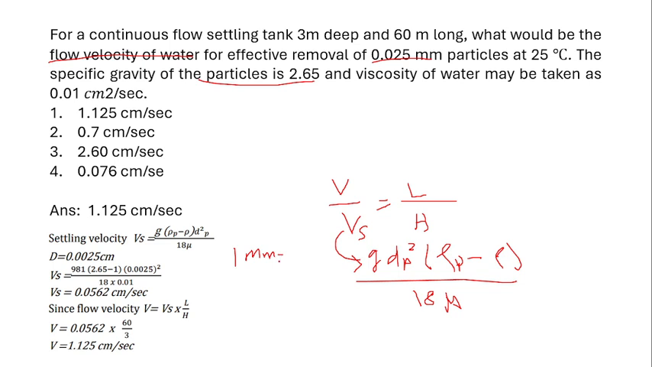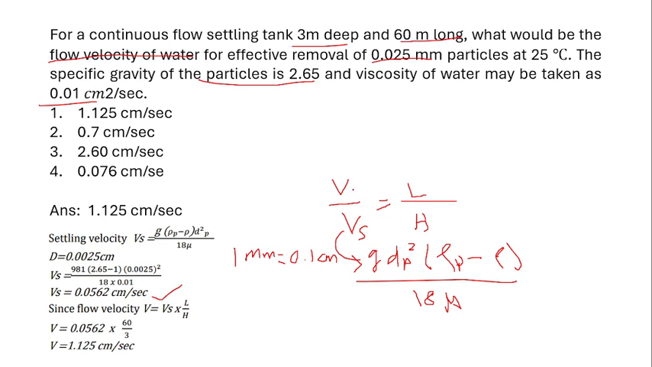We know 1 mm is equal to 0.1 centimeter, so I have to multiply it. And now we have substituted all the known values: g is 981, rho P is 2.65, rho is 1, and dP is 0.0025 centimeter, and mu is given as 0.01 centimeter square per second. Substituting all the values, we arrive at the Vs settling velocity value as 0.0562 centimeter per second.